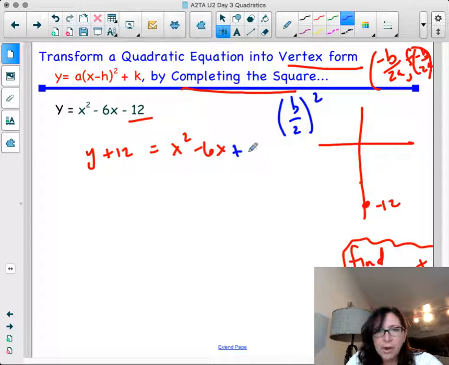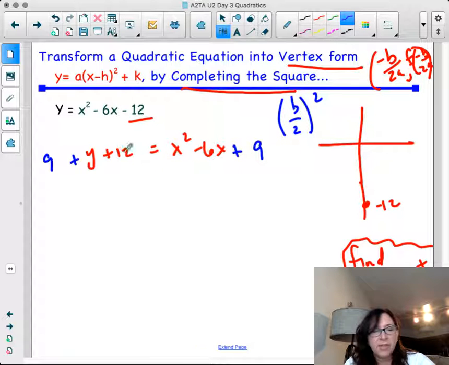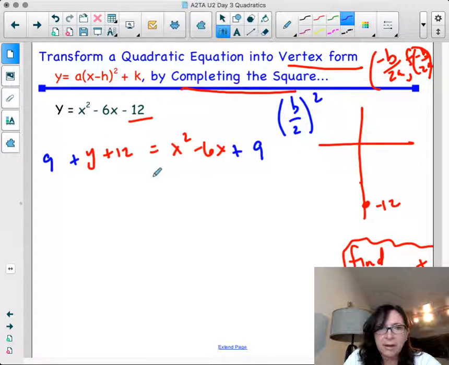I'm going to square that, and then I'm going to get 9. I'm going to add that to both sides because it is an equation. And whatever I do to one side of the equation has to happen to the other side of the equation.